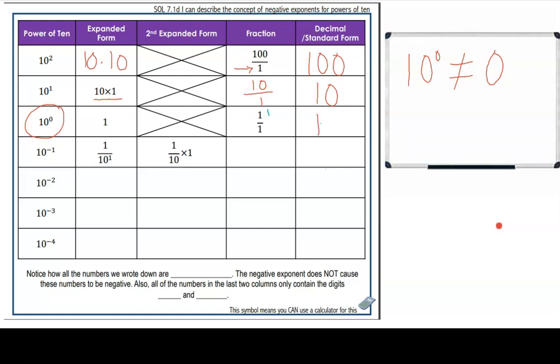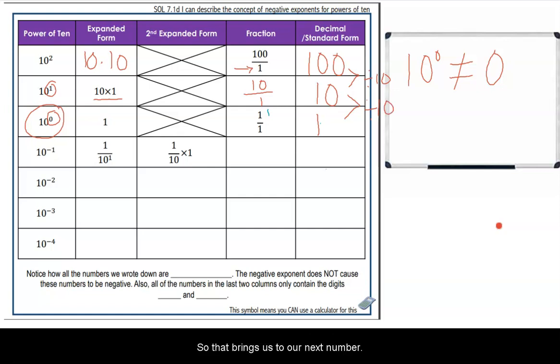The best way to see this is to look at the pattern that we have here. We have 100. When I go from 100 to 10, our exponent is getting smaller. I'm dividing by 10. And when I follow that pattern to the next exponent that goes from 1 to 0, it's going to get smaller again by dividing by 10.